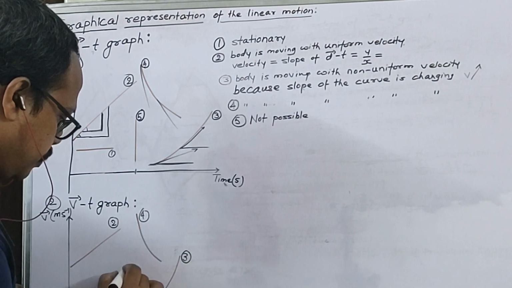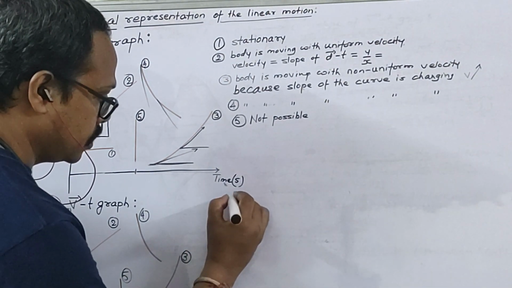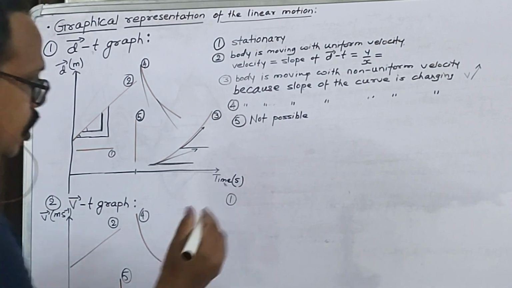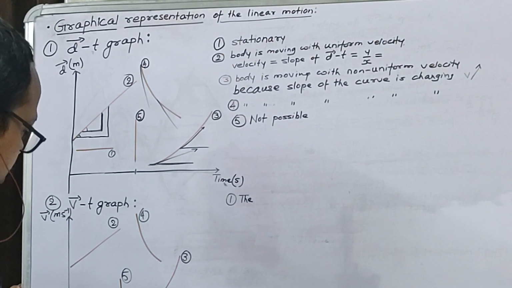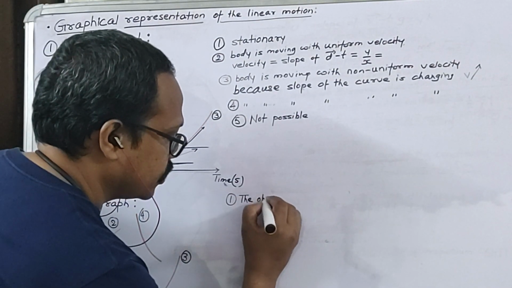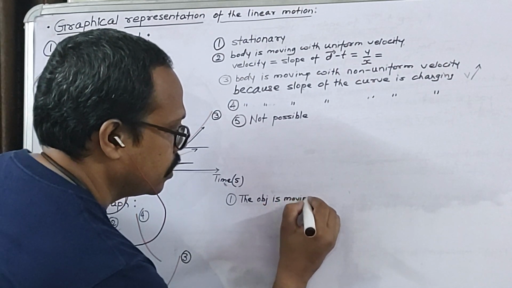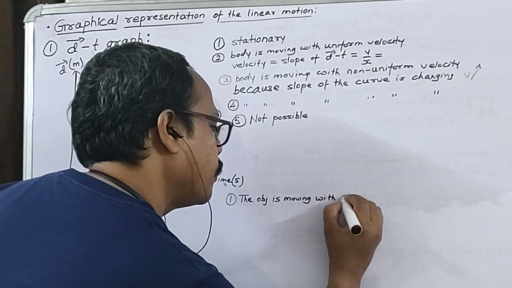By seeing graph 1, what can you comment? By seeing the graph for object 1, we see that with the passage of time, the velocity is constant. The object is moving with uniform velocity.